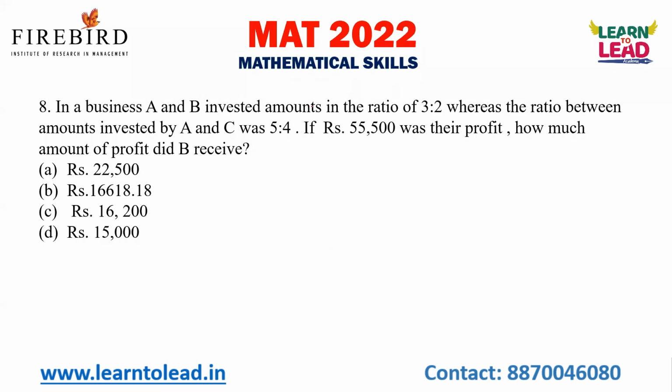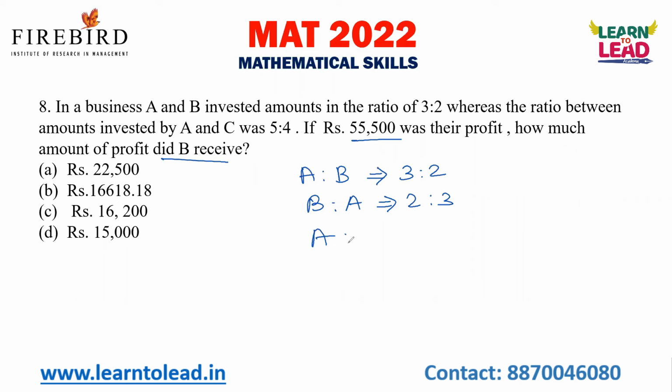Next, in the business A and B invested amounts in the ratio 3:2, whereas the ratio between amounts invested by A and C is 5:4. 55,000 was their profit. How much amount did B receive? Here you have to find out the ratio, right? A is to B is 3:2, and you'll get B is to A is nothing but 2:3.